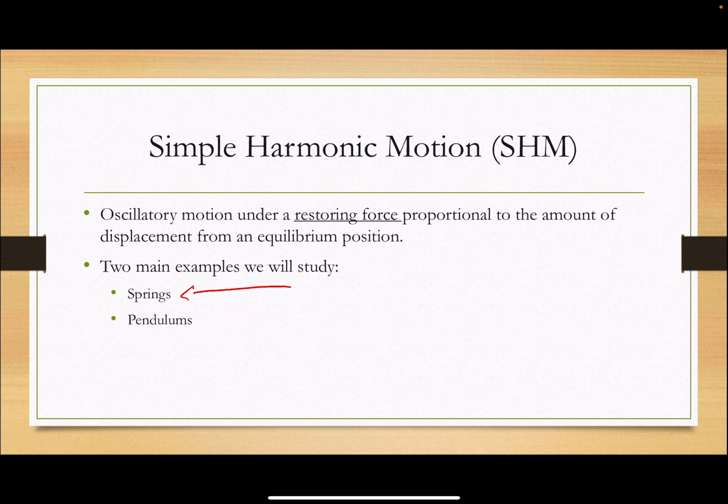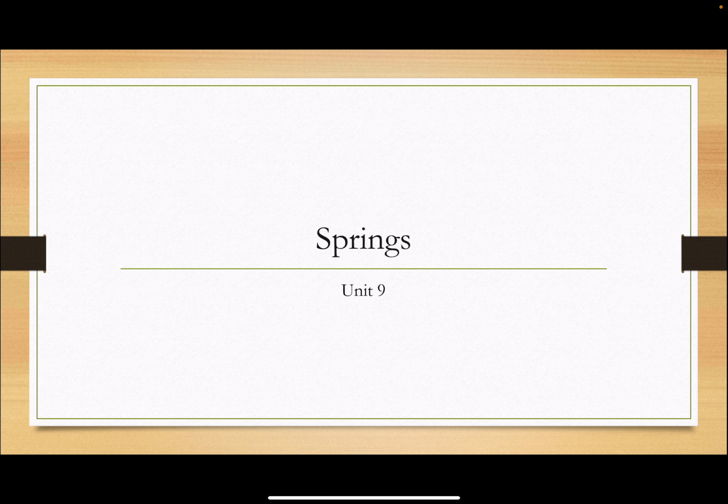Pendulums are similar. They just go back and forth, and constantly gravity is trying to bring them back to the center. But as they get to the center, they're picking up speed, and so once they hit the center, they have enough speed that they go up to the other side. And then once they're on the other side, gravity wants to pull them back, and so again, there's constantly this restoring force. So today we're only going to do springs, though. We're going to do one day for springs, one day for pendulums.